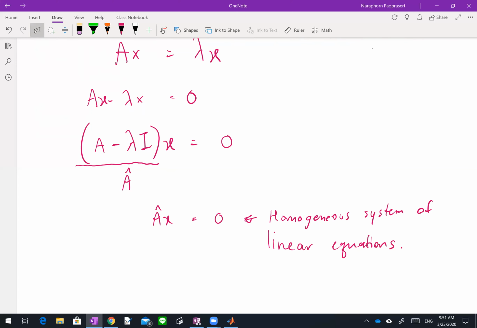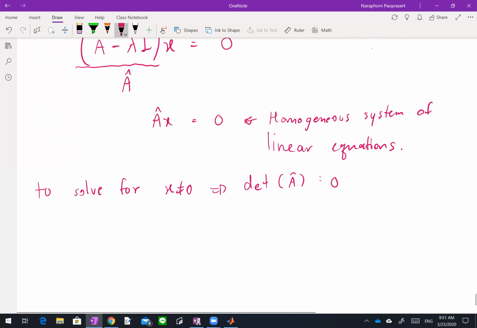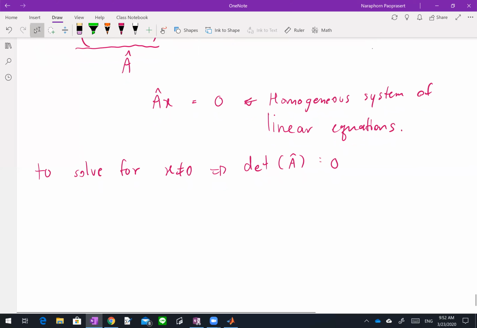So if this is the case, then in order to solve for non-zero x, we need det of A hat to be 0. Okay, and in order to solve for the det of A hat, we can use the definition of the cofactor and minor that we used previously when I reviewed before the midterm. So let's just do it again.